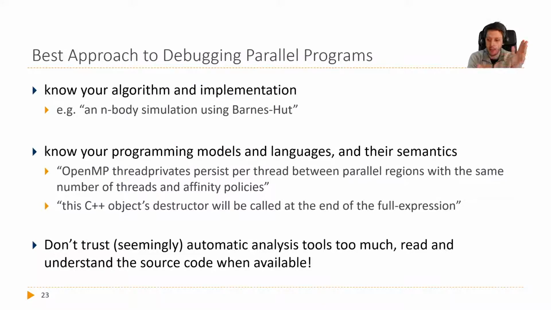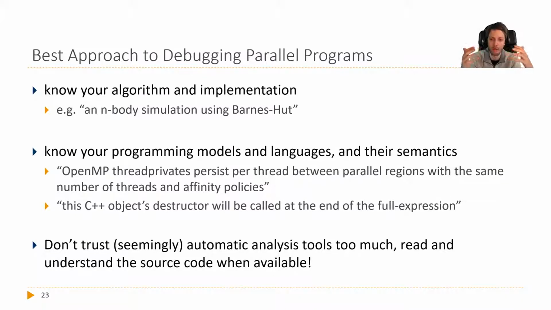So, concluding this portion, the best approach to debugging parallel programs is really to know your algorithm and know your implementation. For example, a statement that should already tell you something because we had it in our seminar and the lecture: know that your program is doing an n-body simulation using a Barnes-Hut implementation. Then you immediately know, okay, there's some bounding volume hierarchy going on and we have particles that are exchanged and so on. You can already set your mind to what could go wrong with something like that.